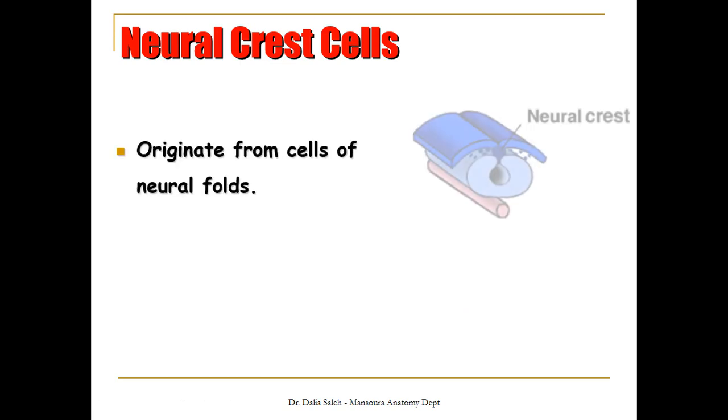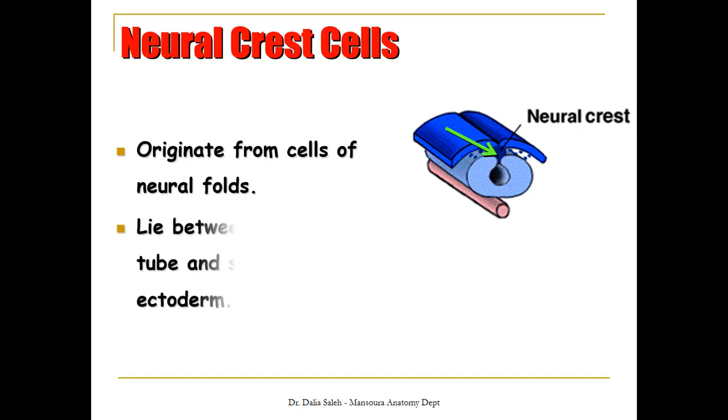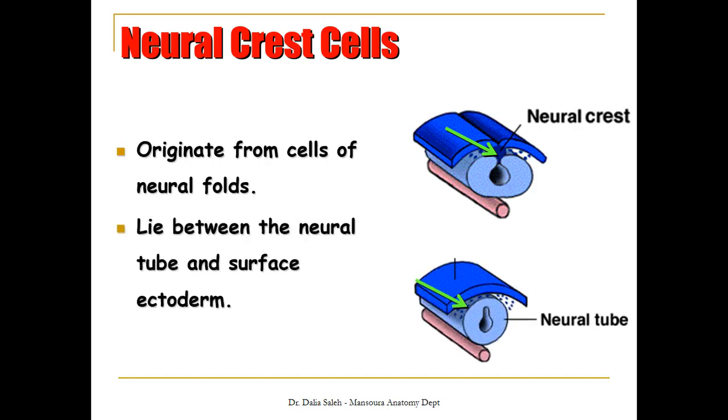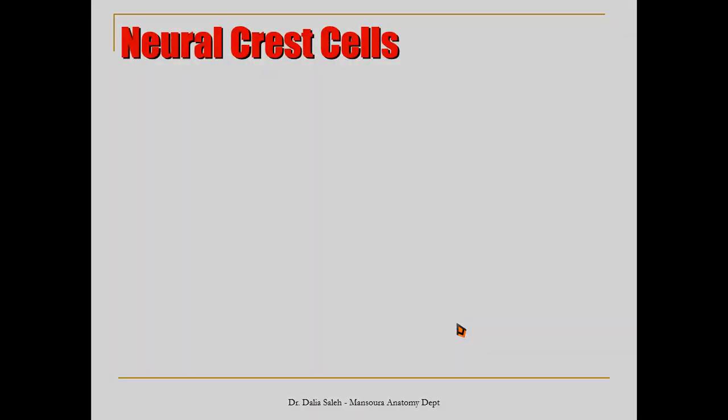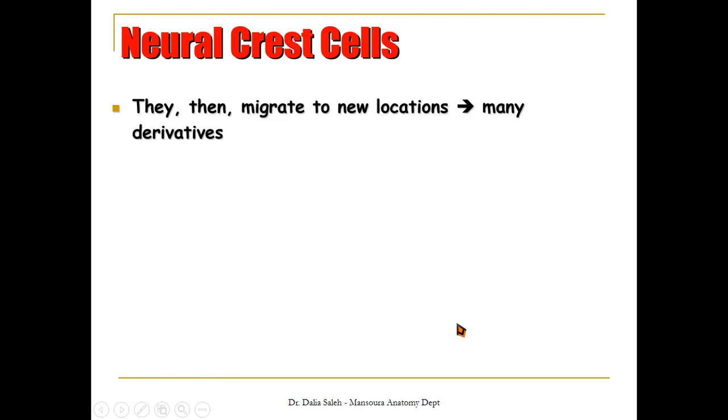Then the neural crest cells, which are formed from the neural fold cells. They first lie between the neural tube and the surface ectoderm. Then they disperse and migrate to new locations in the body and give many derivatives. I will give you some of them, and we will memorize them by the mnemonic GAMES.